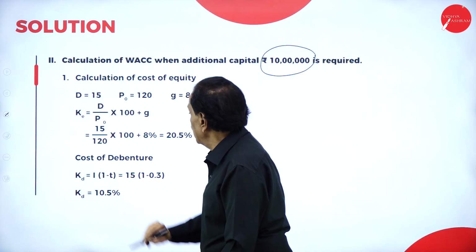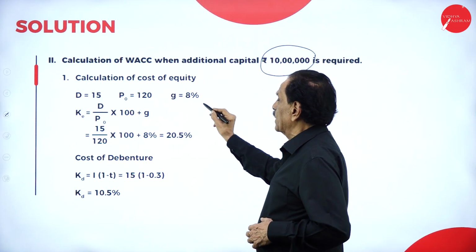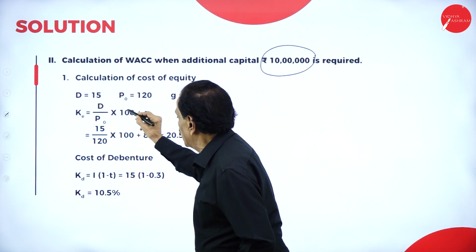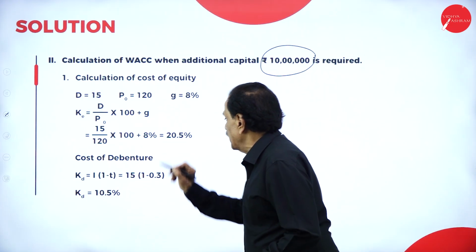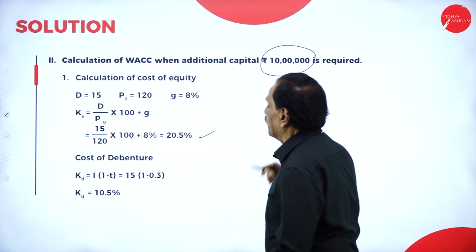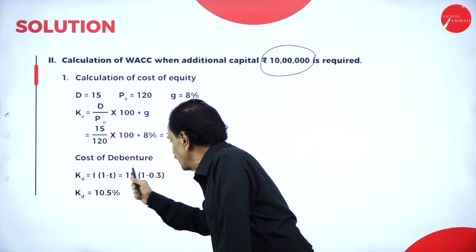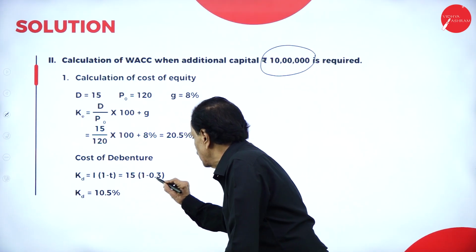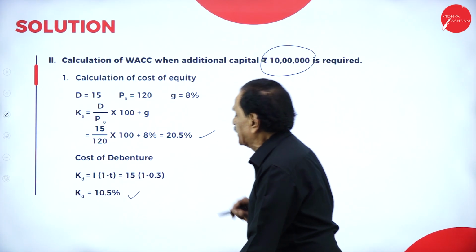D is given as 15. The price of the share is 120, that is the market price. The growth rate of 8 remains the same. Dividend divided by market price of the share into 100, plus G: 15 divided by 120 into 100 plus 8% works out to 20.5. Cost of debenture, KD, is I into (1 minus T). I is 15, and 1 minus T is 0.7. 0.7 into 15 is 10.5%.